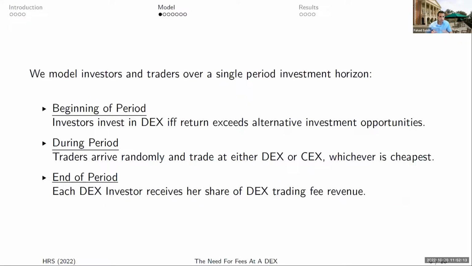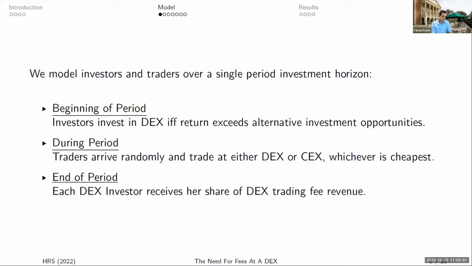But then let's look into the actual formal model that we have. We're interested in understanding how investors and traders interact with each other. So we're going to model both investors and traders and their strategic actions. It's sufficient to think about normalizing the investment horizon to a single period. So we're going to look at a single period in time. And how is the action going to unfold? Well, basically, investors at the outset have to decide what they want to do with the capital that they have. Within our framework, they can invest their capital in the DEX, which basically means providing inventory to the DEX.